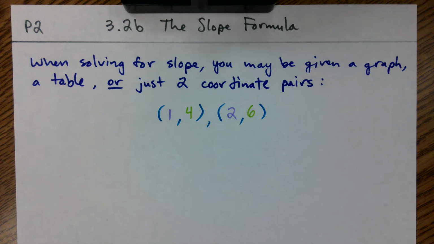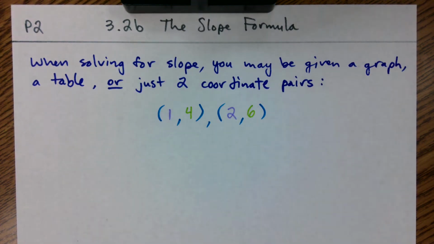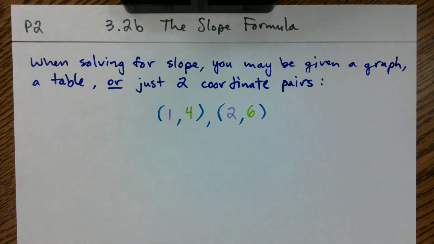So when we're solving for slope, like we saw yesterday, we might be given a graph or we might be given a table of points. We might also have a third scenario here, which is just giving us two coordinate pairs like 1, 4 and 2, 6. So on our worksheet today, it's going to be two sets of coordinates, and it's just going to say find the slope. All right?